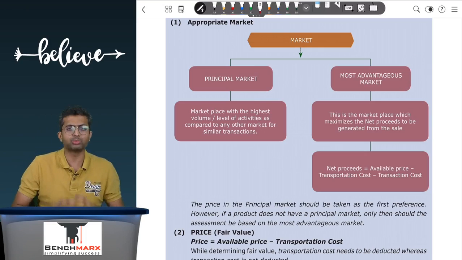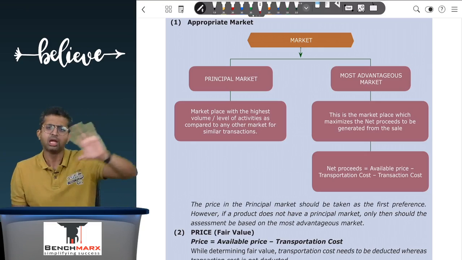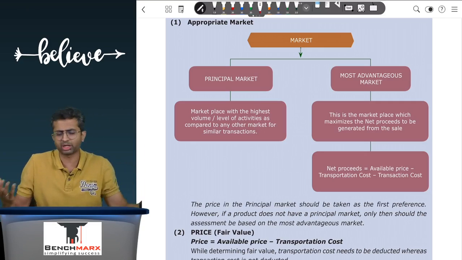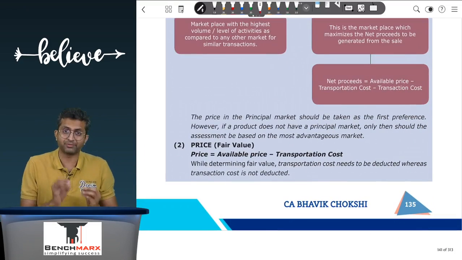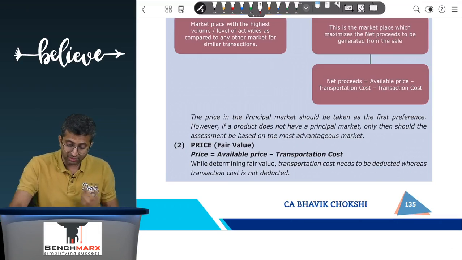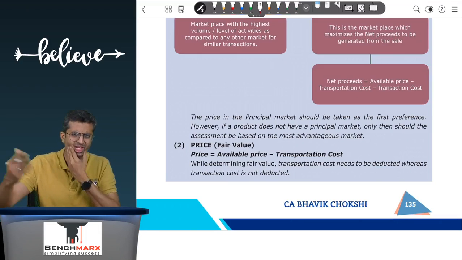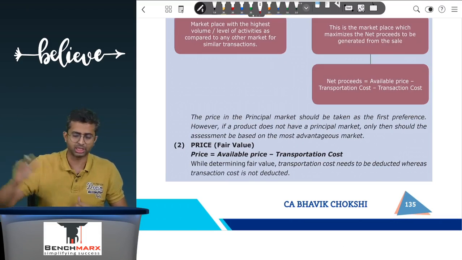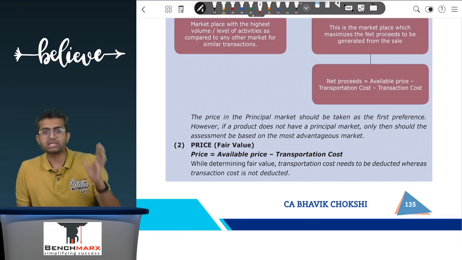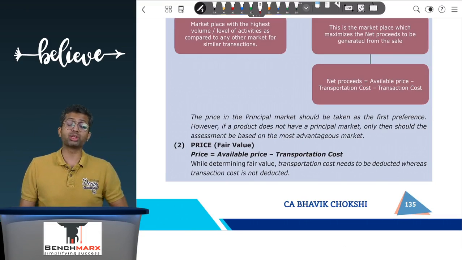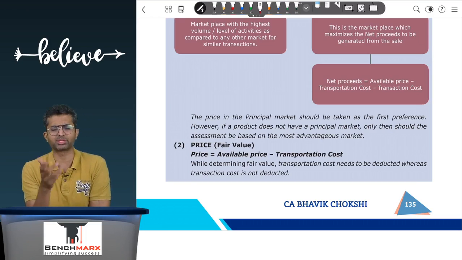However, once you determine the most advantageous market, or if there is a principal market, if you take that, the fair value is determined as the available price, which can be determined using level 1, level 2, level 3 category inputs that we study in some time, minus the transportation cost. Sir, but what if there's a transaction cost, and what is the difference between transportation and transaction cost?